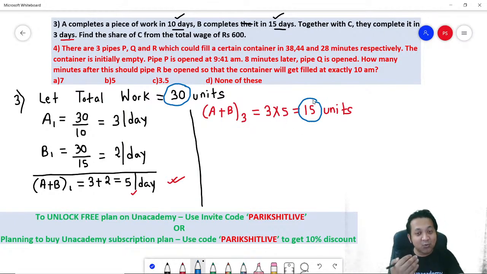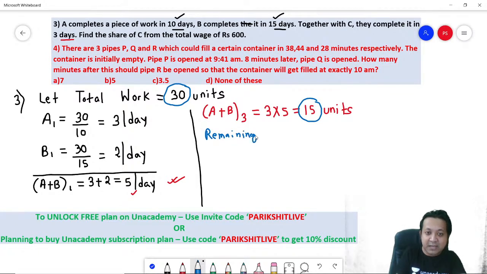But the question says the work is getting completed. It means the remaining work must have been completed by C. Yes, remember there are 3 people. So if out of the 3 people, A and B are doing 15, then the remaining work is 30 minus 15. 30 minus whatever A and B are doing must have been completed by C.